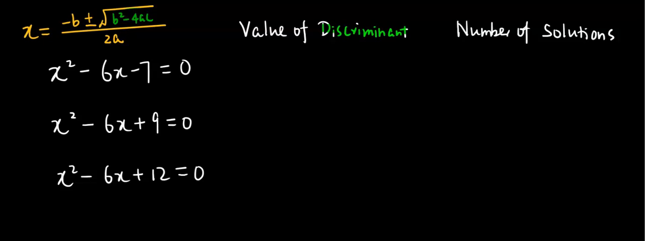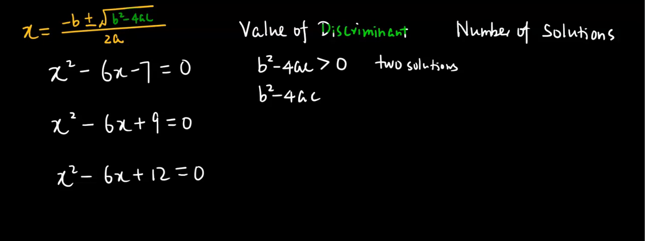Because if the discriminant b squared minus 4ac is greater than 0, we're going to have two solutions, two roots. If the discriminant is 0, we're going to have one solution, one root. If the discriminant is less than 0, in Algebra 1, we have no solution. So we say no solution. In some textbooks, they also say 0 solutions.